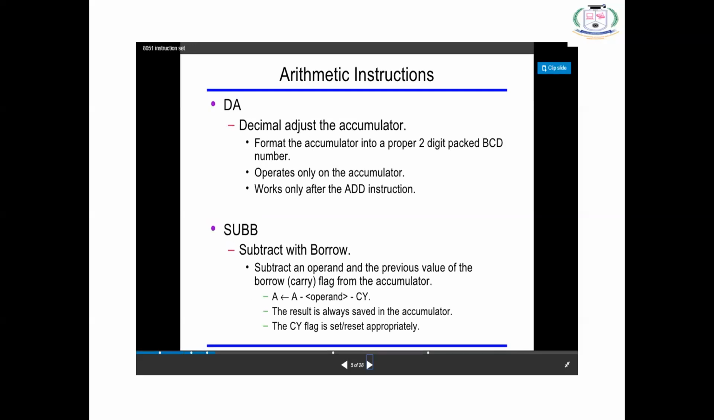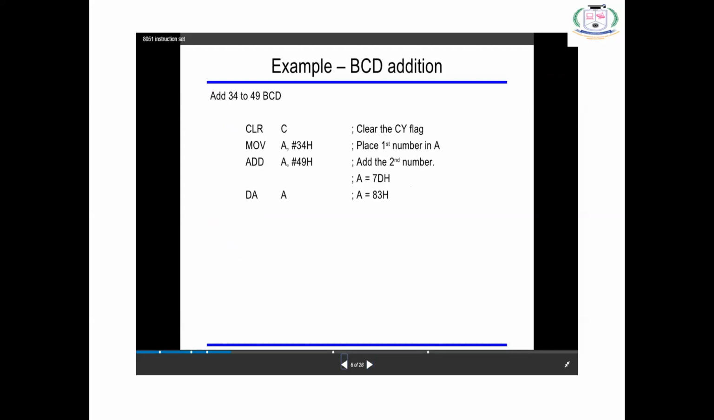Then DA means decimal. There we use DA, decimal adjust accumulator. I will explain it with one simple example. CLR C: what is C here? Not a register, it is the carry flag. Remember, we don't have a C register, it is the carry flag. CLR C means clear the carry flag.